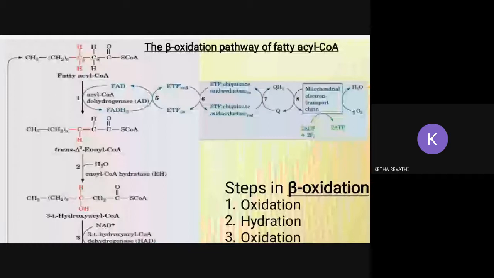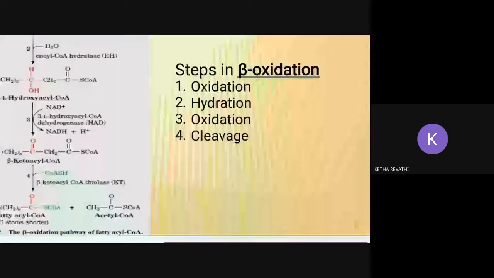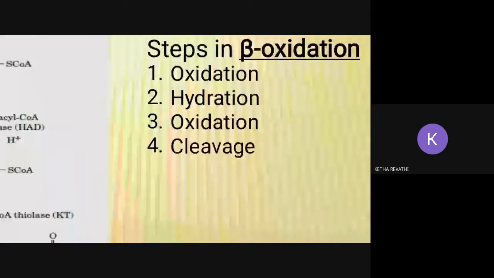This beta oxidation cycle has 4 steps. Understood? The beta oxidation cycle takes place in the mitochondrial matrix. One is the oxidation step. Second is the hydration step. Third is again an oxidation step, the second oxidation. Fourth is the cleavage step. Oxidation, hydration, second oxidation, and cleavage.